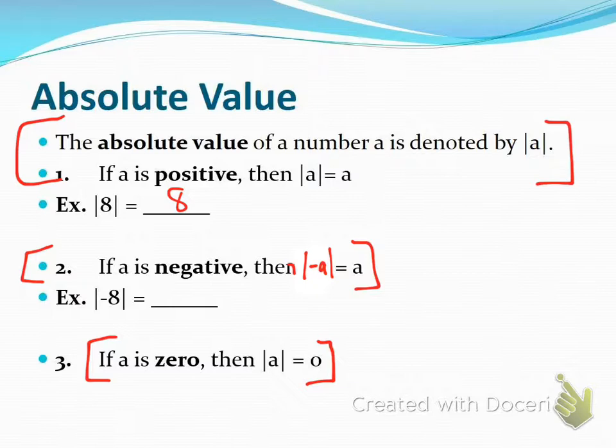What about the absolute value of negative 8? Also 8. Even though it's a negative 8, it's 8 spaces from 0. Absolute value is distance. It's always positive. And last but not least, if a is 0, then the absolute value is 0. You don't have any distance to get there.